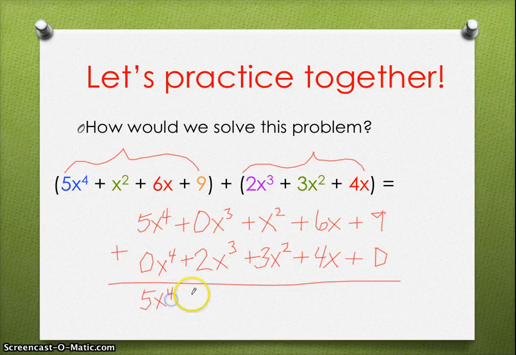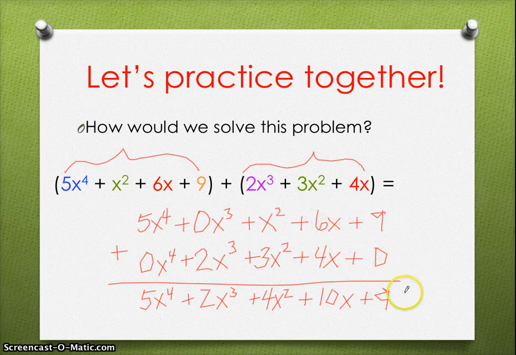5x to the fourth plus 2x cubed plus 4x squared. If you have an expression with no coefficient in front, you're going to treat that as a 1. So 1x squared plus 3x squared is going to give you 4x squared plus 10x plus 9. So that is my final answer for my polynomial.